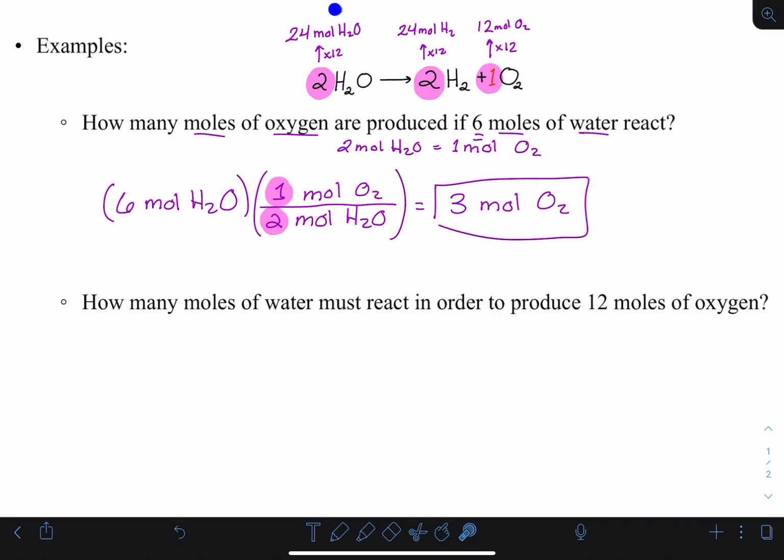So by our recipe method here, we get 24 moles of water, but let's do it out by the conversion factor method as well. We're doing something very similar here, just going in the other direction. We want to produce 12 moles of oxygen, and we're trying to figure out how much water we need to be able to do that. So in this case, we're using the same conversion factor here.